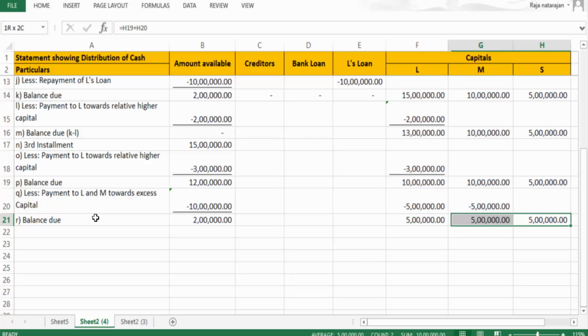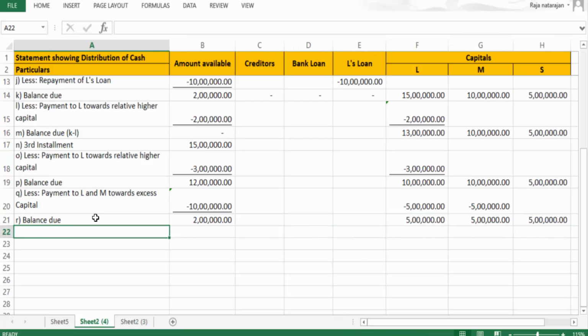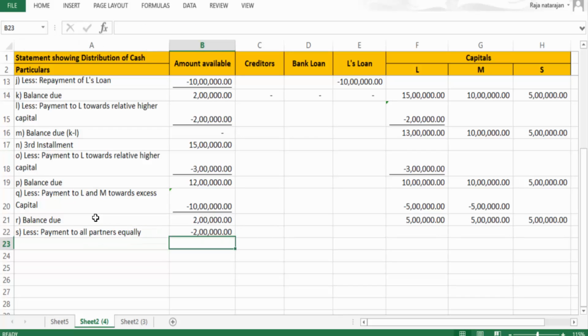Okay, so now all the partners are exactly in their capital sharing ratio because the capitals are equal. Their profit sharing ratio is also 1:1. So now whatever is the balance, that can be distributed equally. So I'll say item S, less payment to all partners equally. So this 2 lakh will get paid, and how will it get paid? It's going to be 2 lakh multiplied by 1 divided by 3. So this is going to be the proportion in which it is going to get paid.